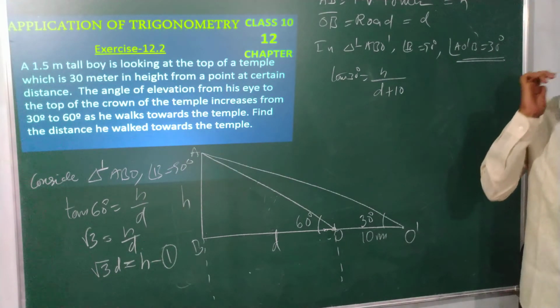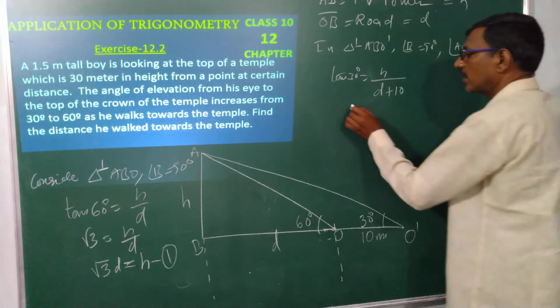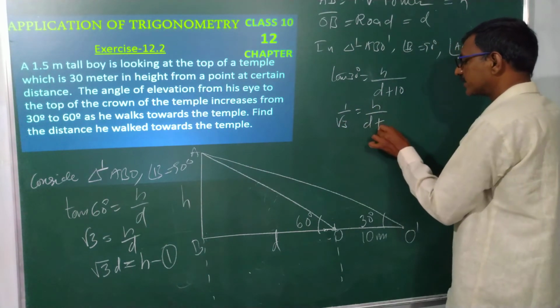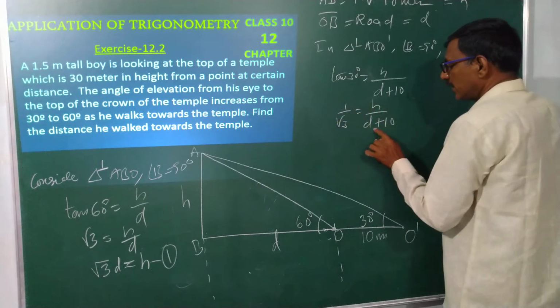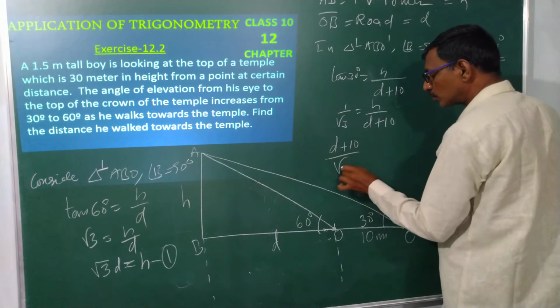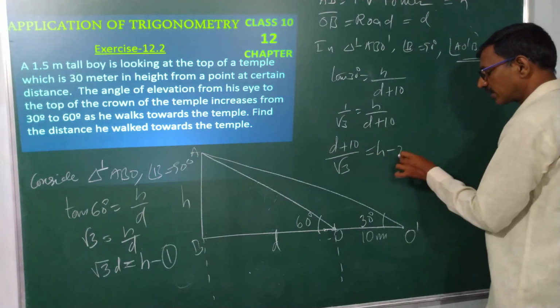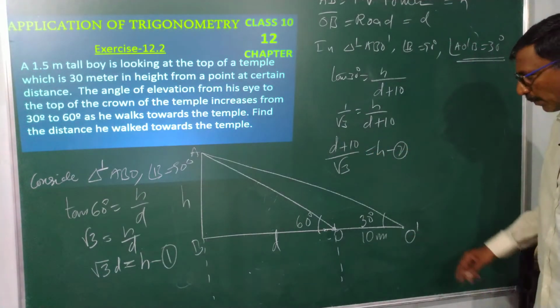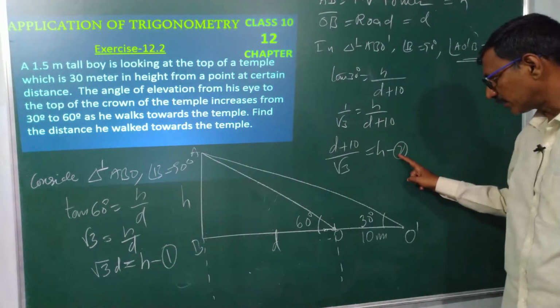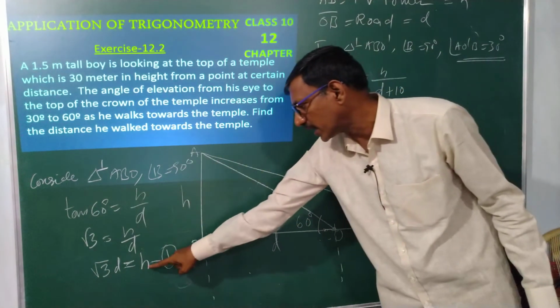Tan 30 degrees value is 1 by root 3. So 1 by root 3 is equal to h by d plus 10. Here it is divided, so it goes to that side. d plus 10 by root 3 is equal to h. Equation 2. By observing equation 1 and equation 2, h and h are equal.